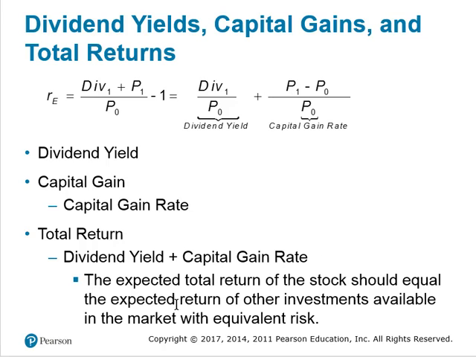and from receiving value when you want to sell the stock, right? So again, as a general guideline, we know that the expected total return of the stock should be equal to the expected return of other investments that are available that have equivalent risk. This is our general view, that things of equal risk should have very similar rates of return.